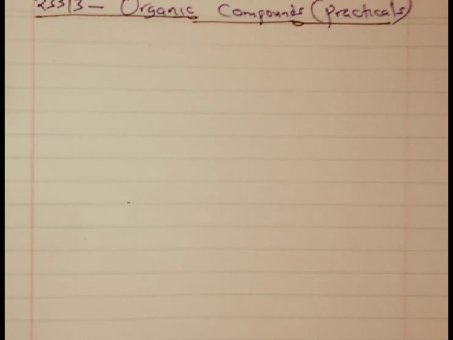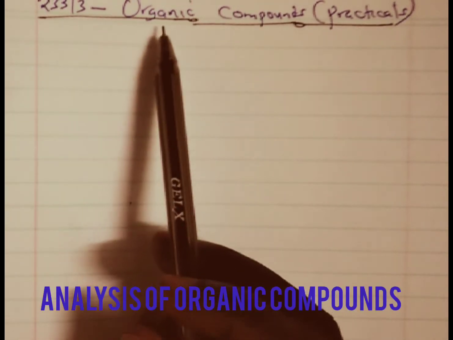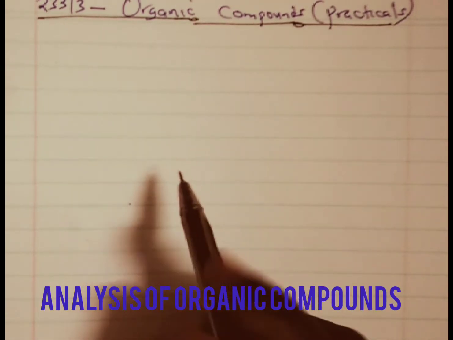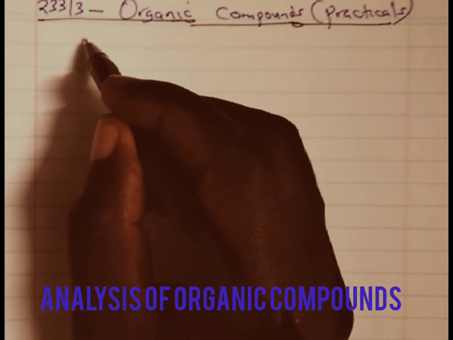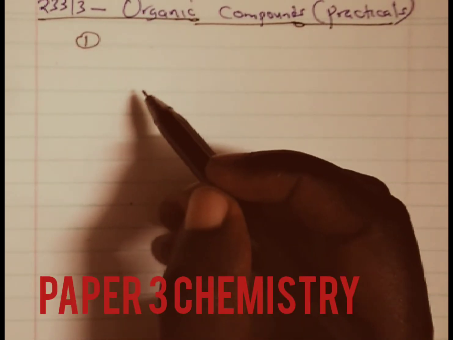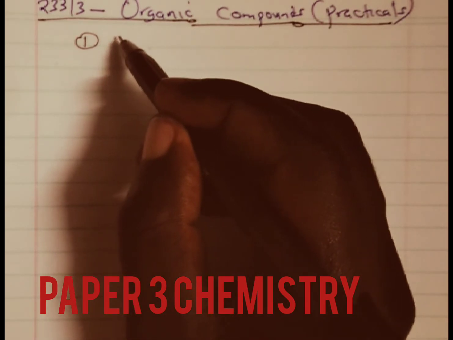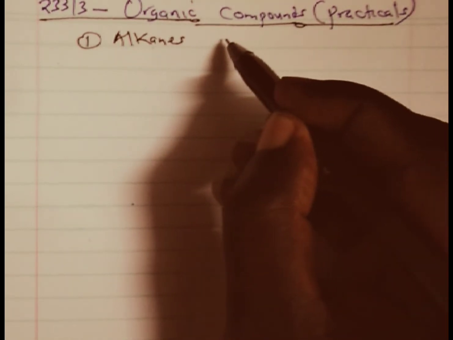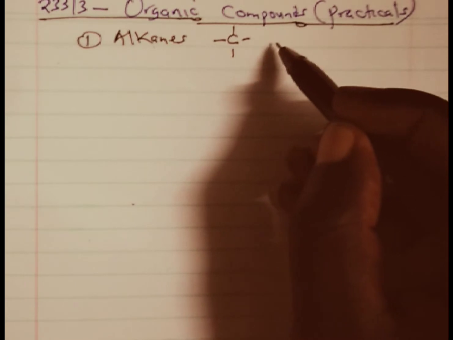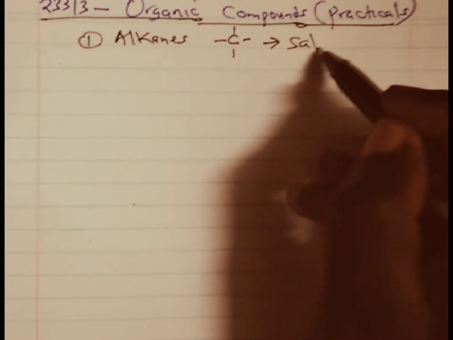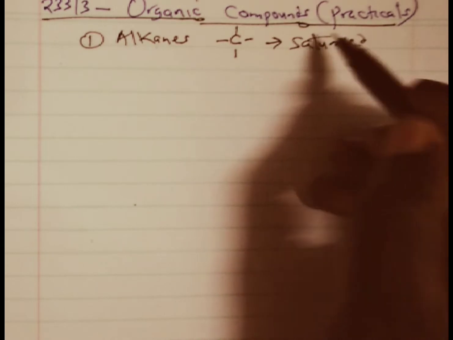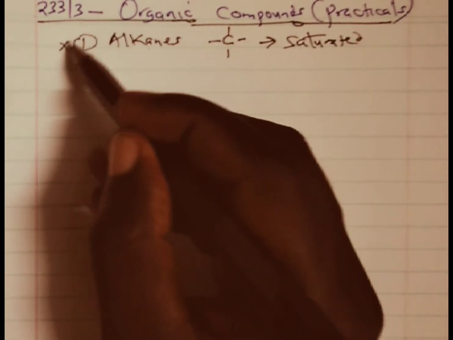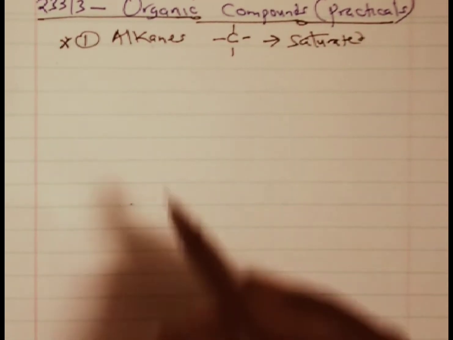Once again, we are looking at paper 3 chemistry, but this time round we are looking at the analysis of organic compounds, and the compounds we are going to test under this section are alkanes, which are represented using a single bond. These are saturated hydrocarbons, and we normally don't focus on the test for alkanes.